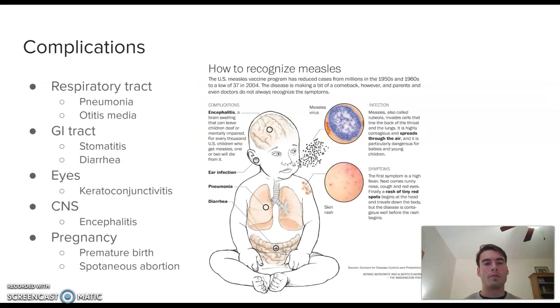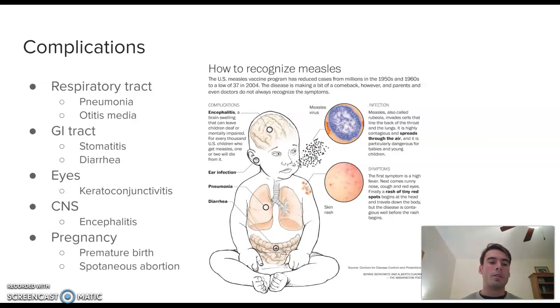So, some complications with measles virus. It can infect the respiratory tract. The leading cause of death with measles virus is pneumonia. Another thing that measles can cause is otitis media, which is an inflammation of the middle ear. This can cause a loss of hearing in people.